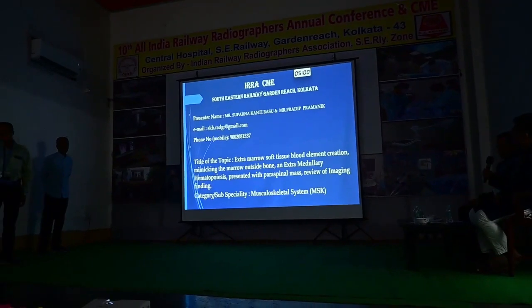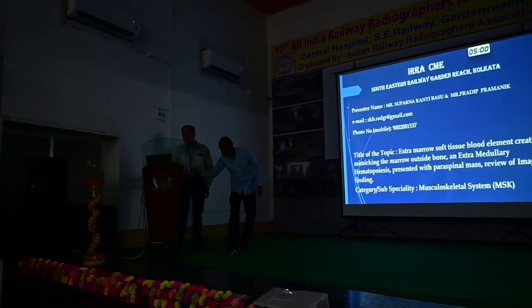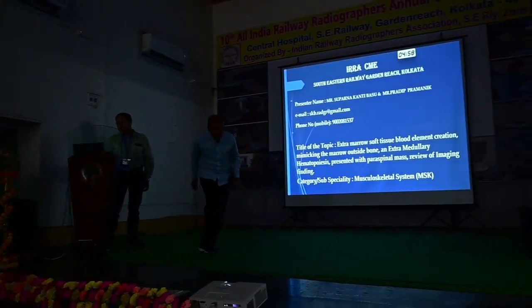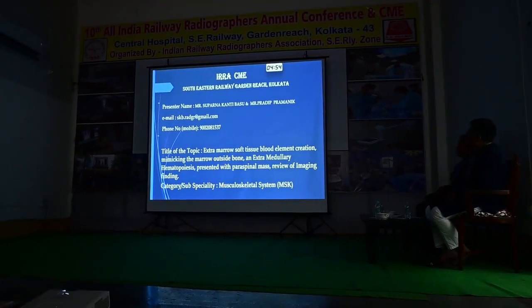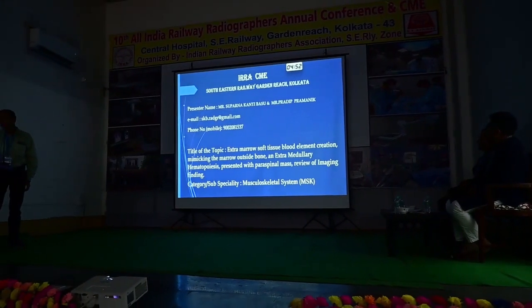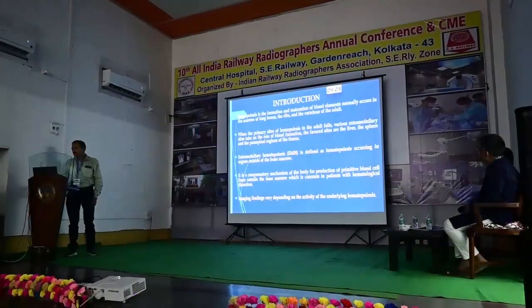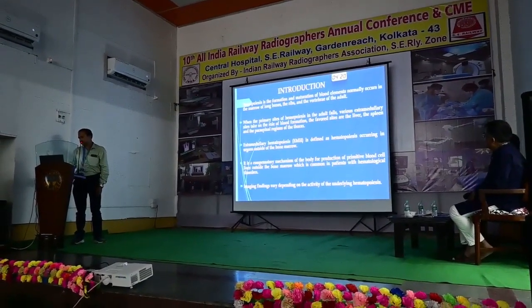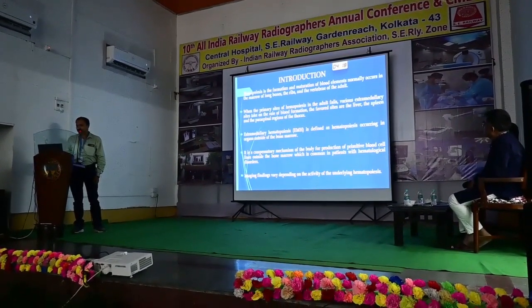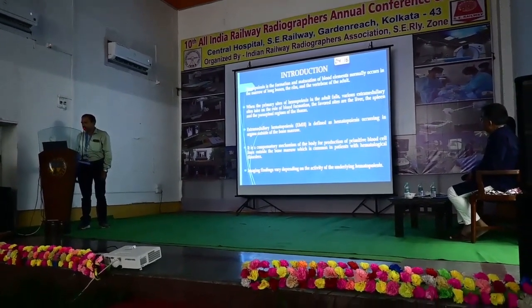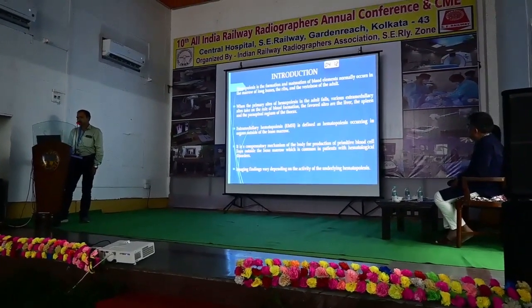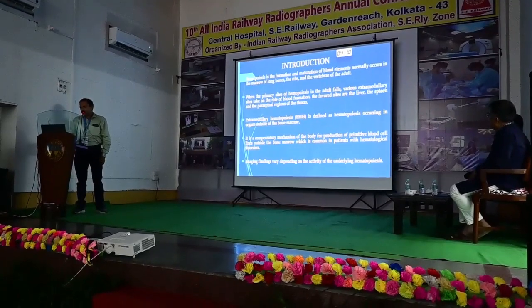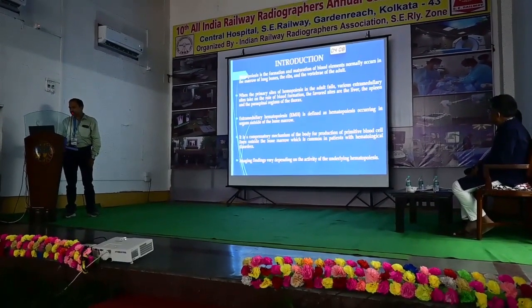Now your time starts now. Good evening to all. My topic is extramedullary hematopoiesis: blood element creation mimicking the marrow outside the bone. Extramedullary hematopoiesis in the adult: various extramedullary sites take on the role of blood formation. The favored sites are the liver, the spleen and the paraspinal region of the thorax.